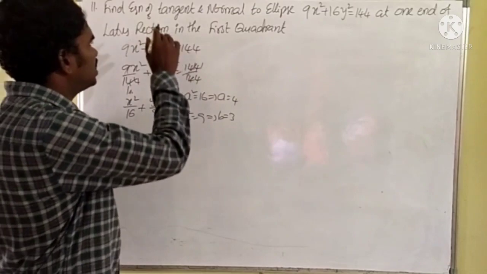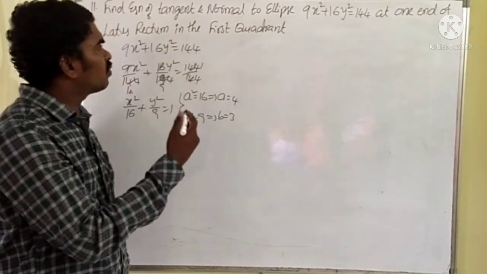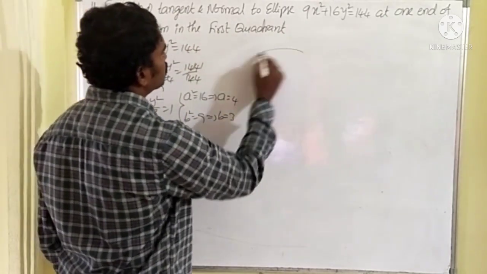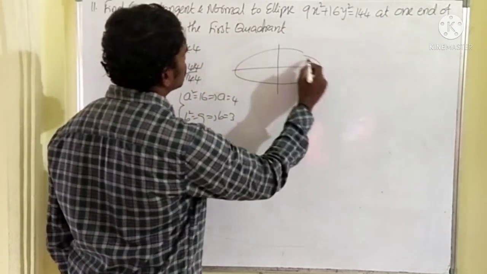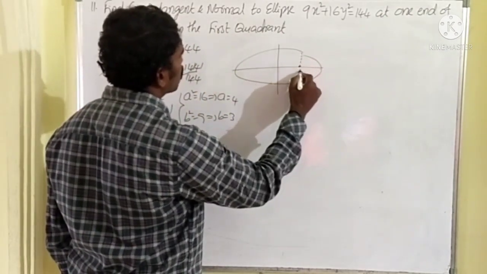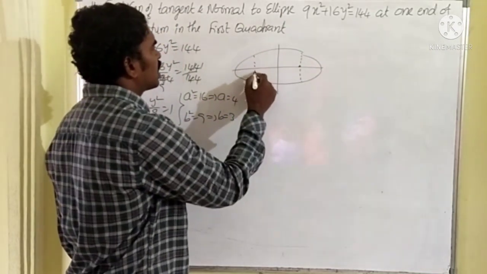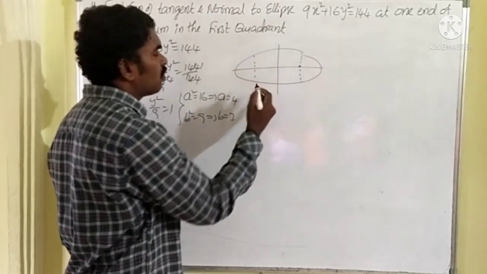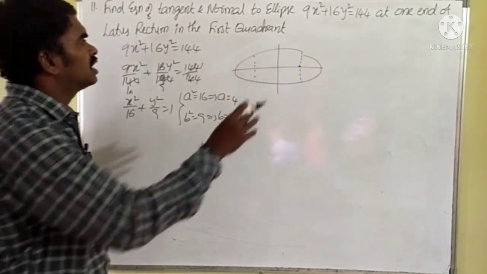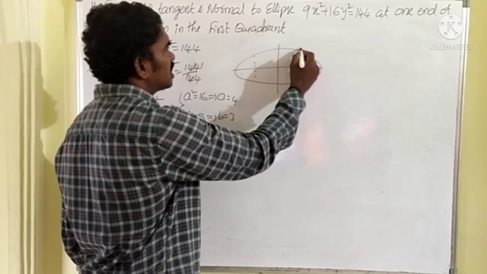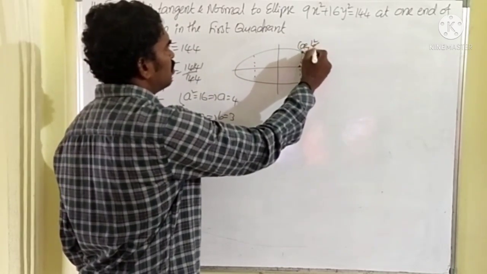We should find the tangent, that is S1 equal to 0. But what is the point? The point is one end of the latus rectum. What is the latus rectum? The focal chord passing through the focus, the double ordinate, is called the latus rectum. So we can get 4 ends of the latus rectum, but this one belongs to the first quadrant. In the first quadrant, what is the end point of the latus rectum? That is (a, b square by a).